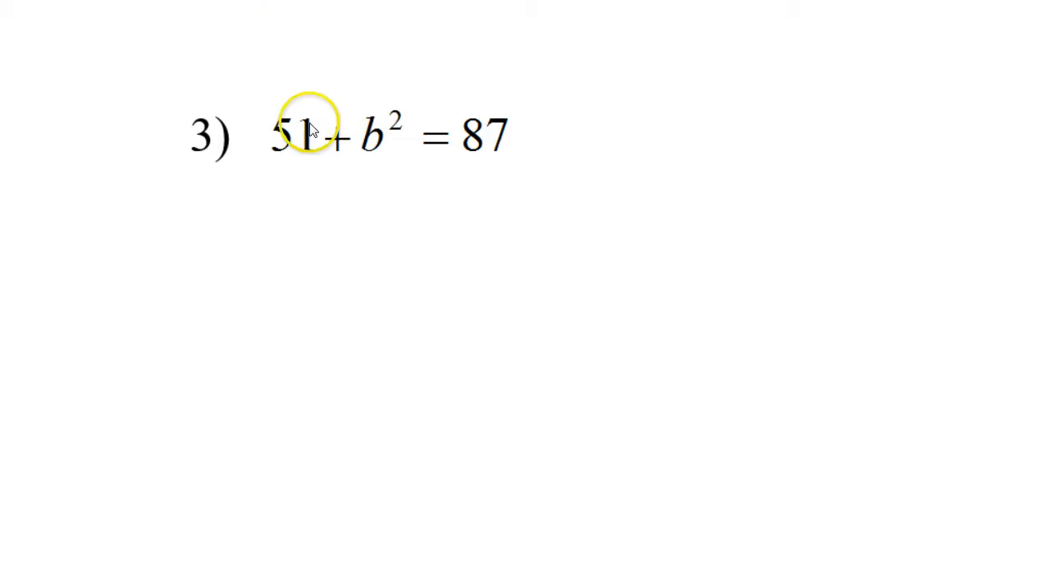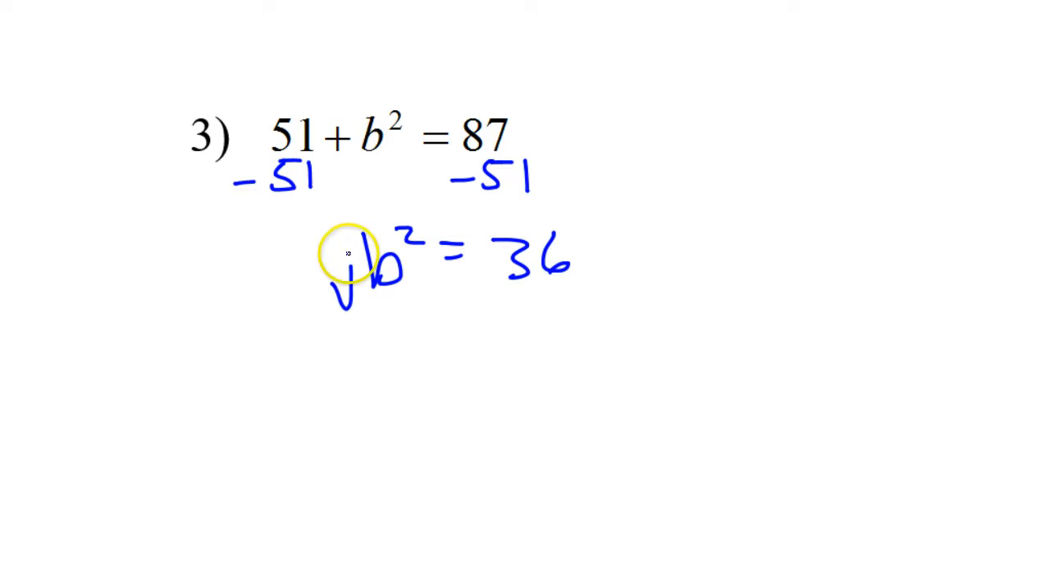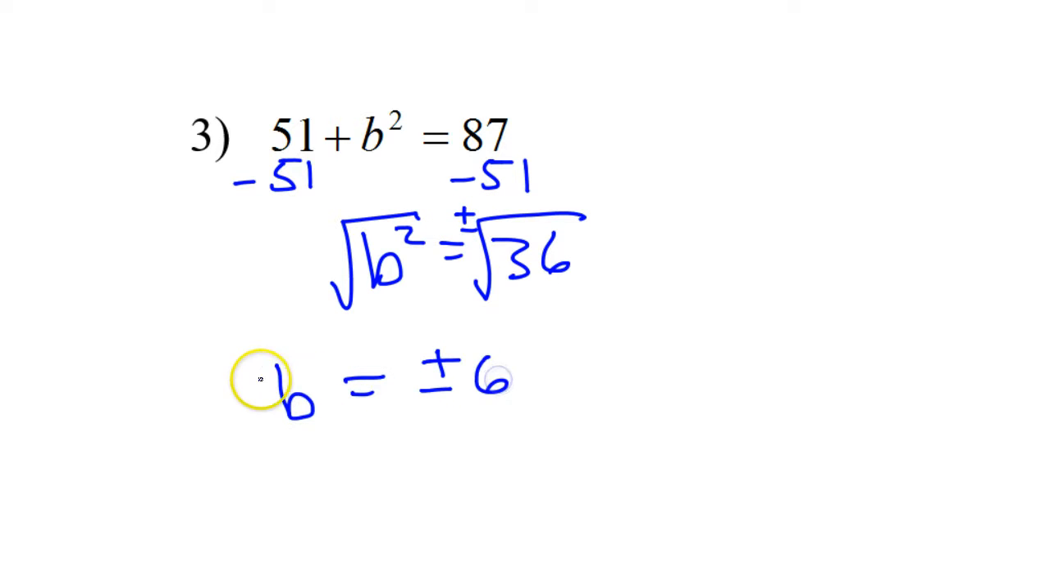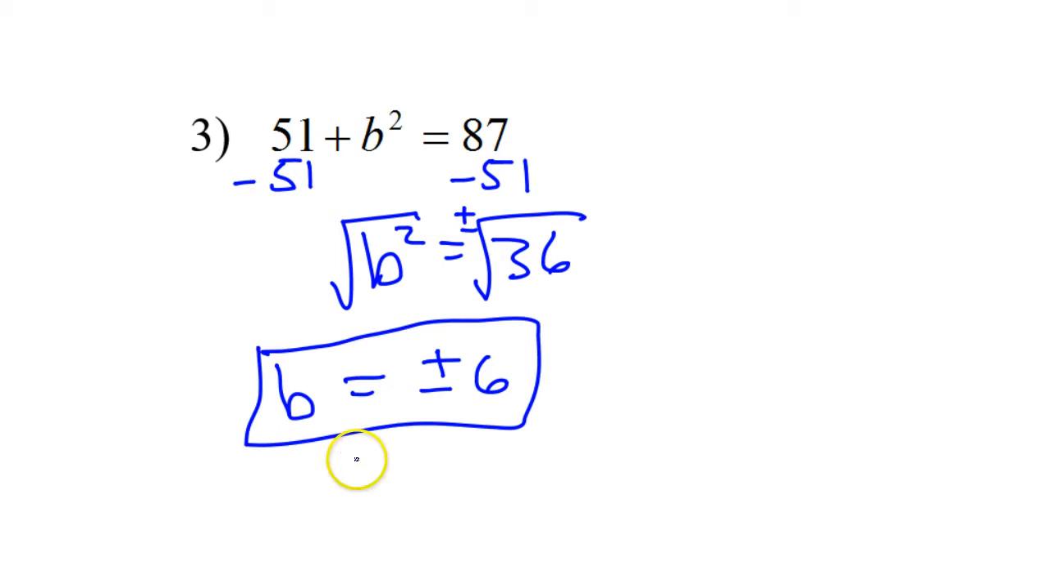For number 3, we need to subtract 51 from both sides first, and that's going to leave us with b squared is equal to 36. So then when we take the square root of both sides, don't forget your plus or minus. That's going to leave you with b is equal to plus or minus 6.